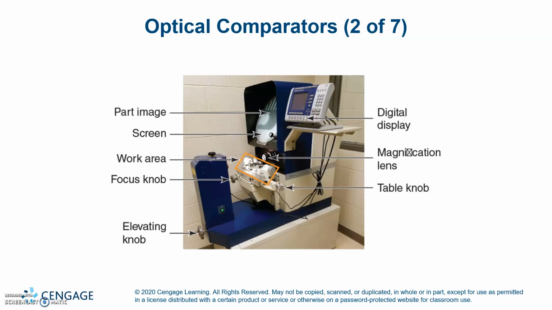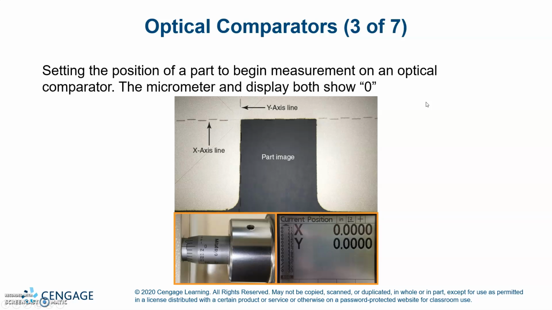The part image shows up on this screen here. The work area is down here. This is where you're actually going to put your part. This is the focus knob, the elevating knob, so it brings it up and down, the table knob, left and right, and the magnification lens. Some of them have 2 or 3 different ones. And then of course your digital display to show you how much you've moved and so forth.